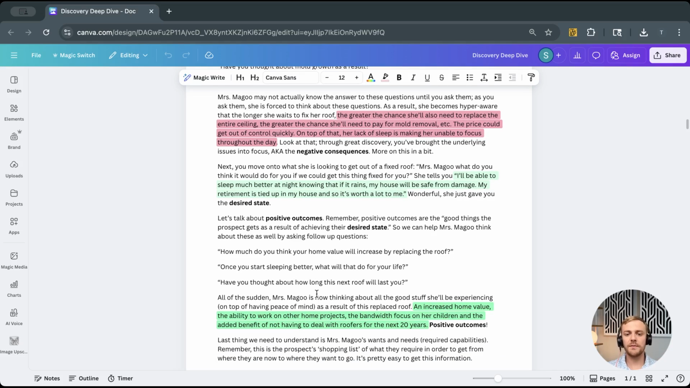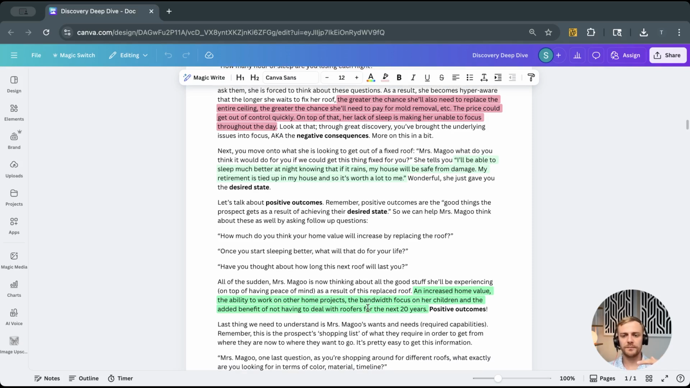All of a sudden, Mrs. Magoo is now thinking about all the good stuff she'll be experiencing on top of having peace of mind as a result of this replaced roof, which includes an increased home value, the ability to work on other home projects, the bandwidth to focus on her children, and the added benefit of not having to deal with a roofer for the next 20 years. Positive outcomes.